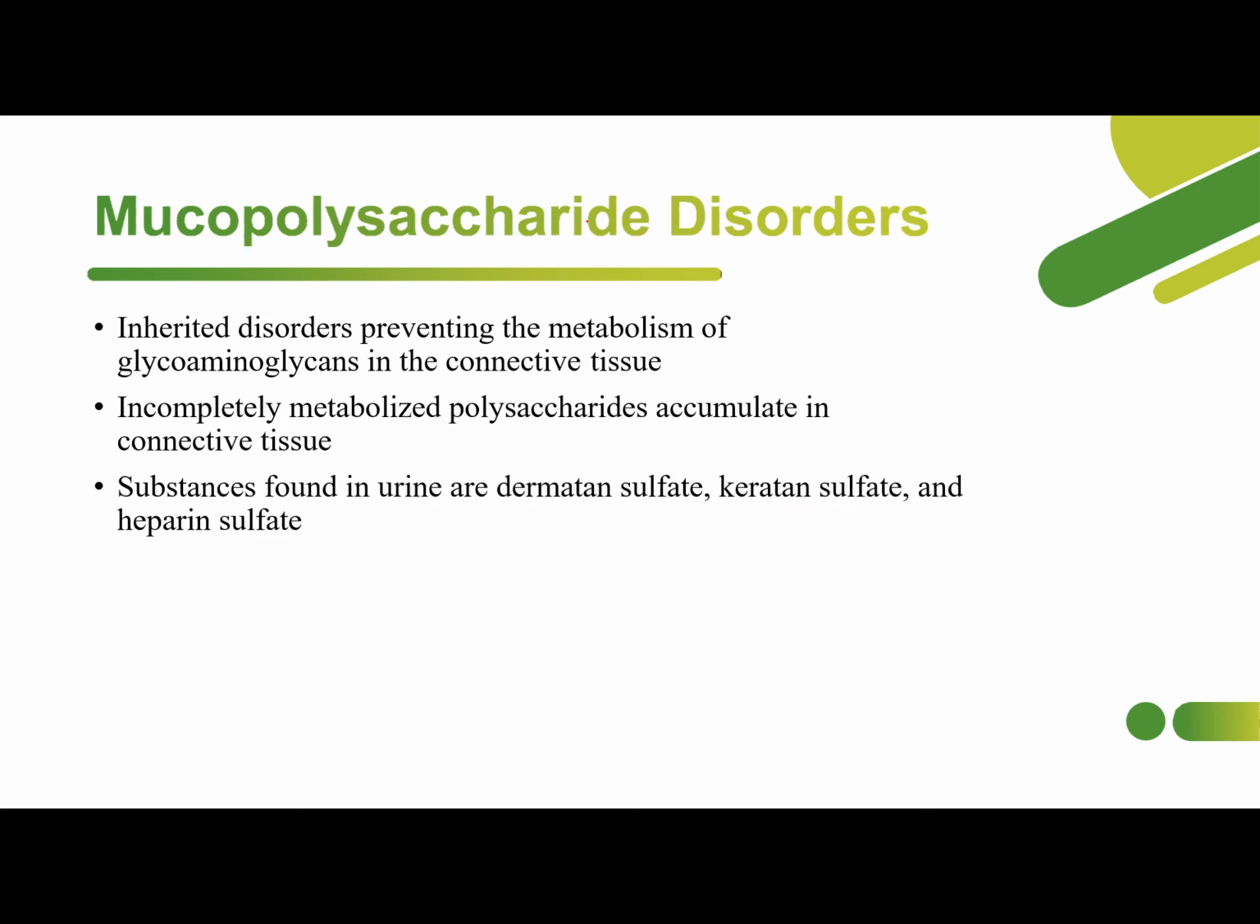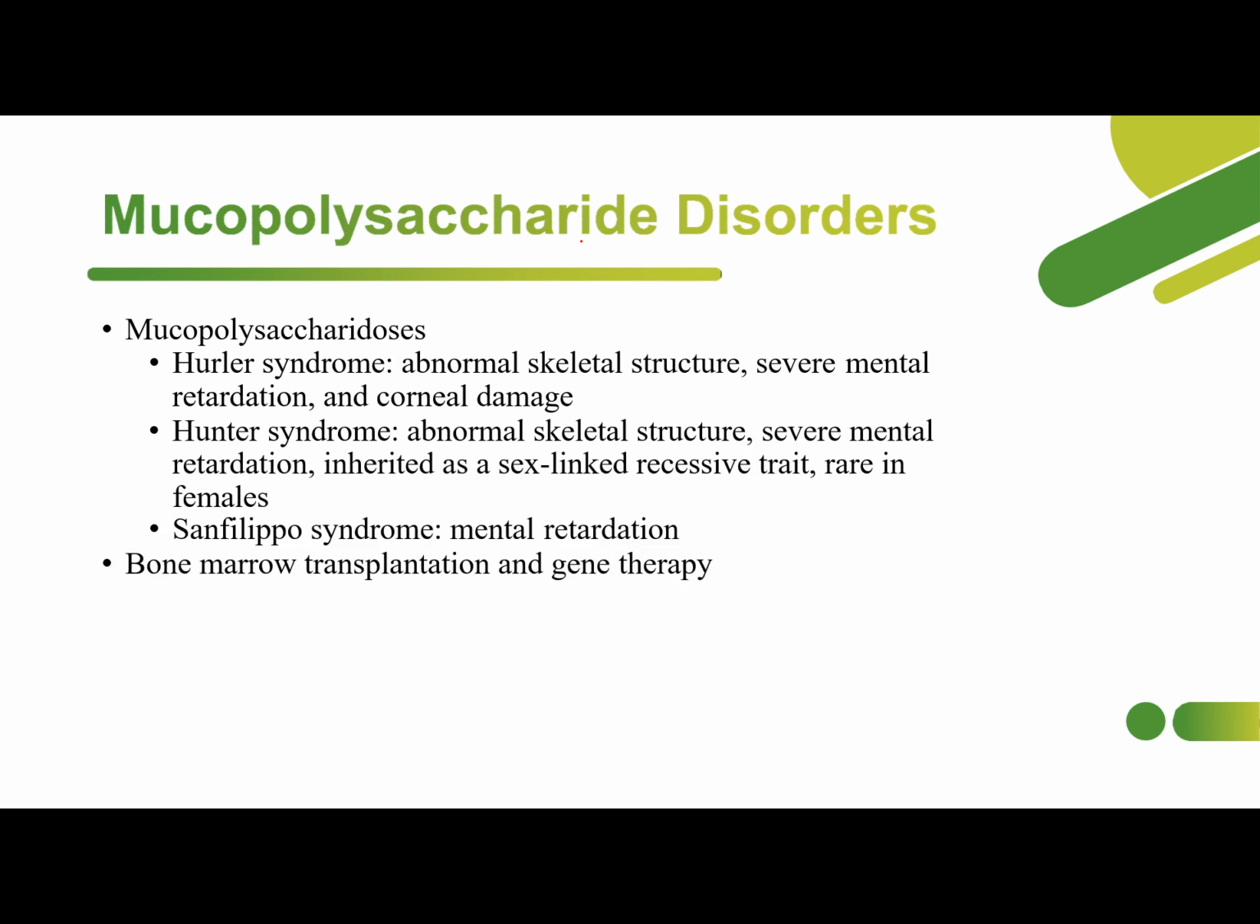Then we have the mucopolysaccharide disorder. So these are inherited disorders preventing the metabolism of glycosaminoglycans in the connective tissue. Incompletely metabolized polysaccharides accumulate in connective tissue. Substances found in urine are dermatan sulfate, keratan sulfate, and heparan sulfate. So we have here your mucopolysaccharidosis. This mucopolysaccharidosis, class, is wherein your body accumulates so much mucopolysaccharides, and there are different disorders.